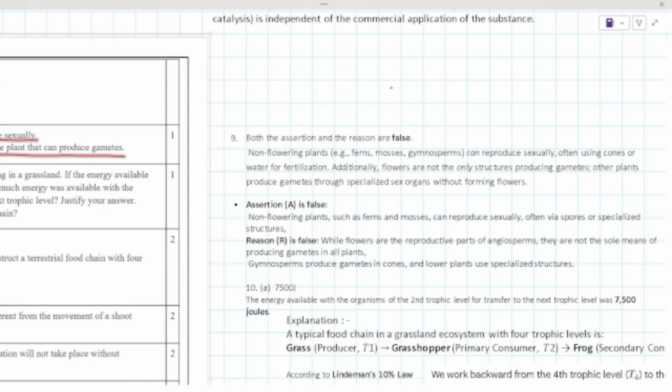Here both assertion and reason are false. Non-flowering plants, for example ferns, can reproduce sexually, often using moisture or water for fertilization. Additionally, flowers are not the only structure to produce gametes. Other plants produce gametes in specialized sex organs without forming flowers. Is it clear?